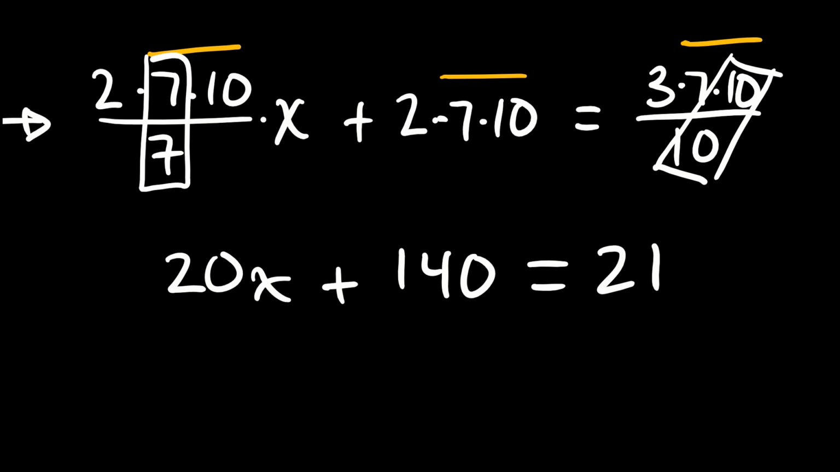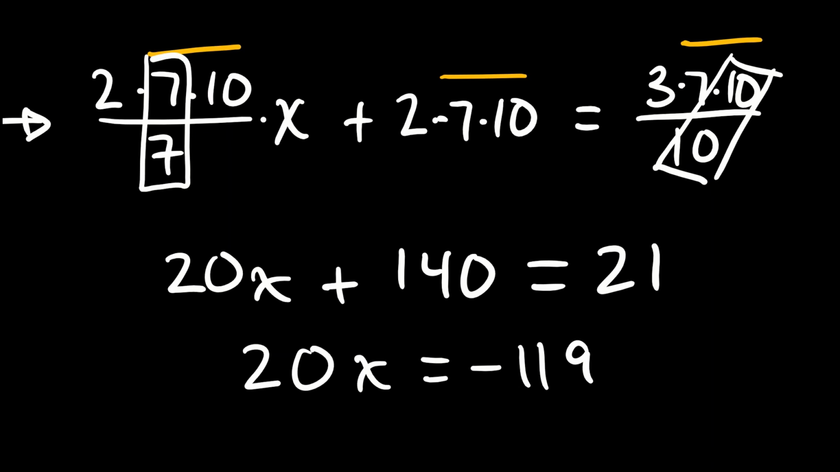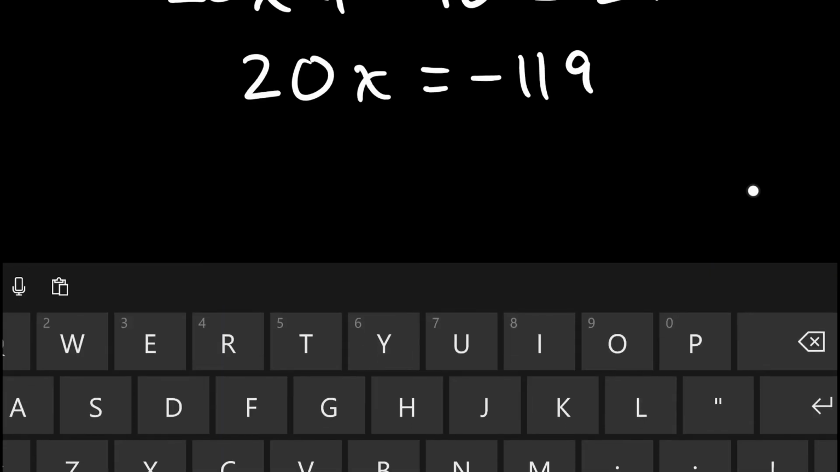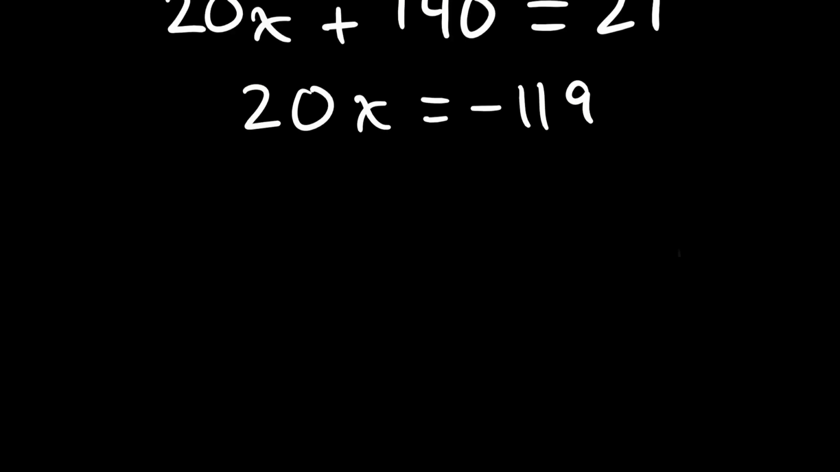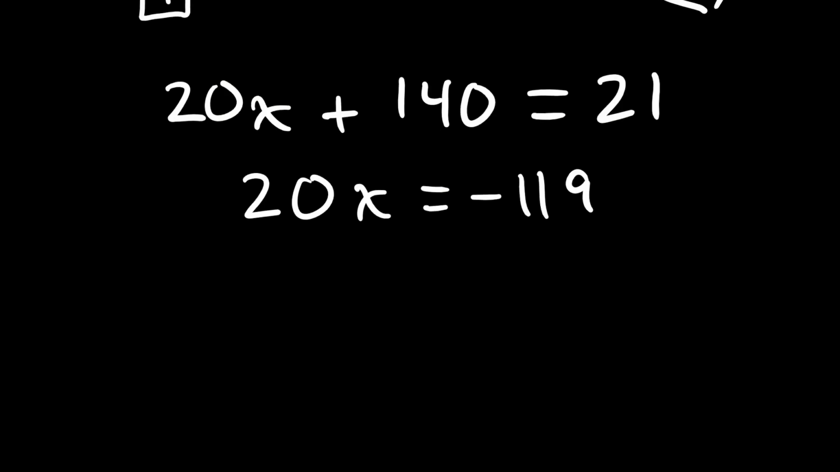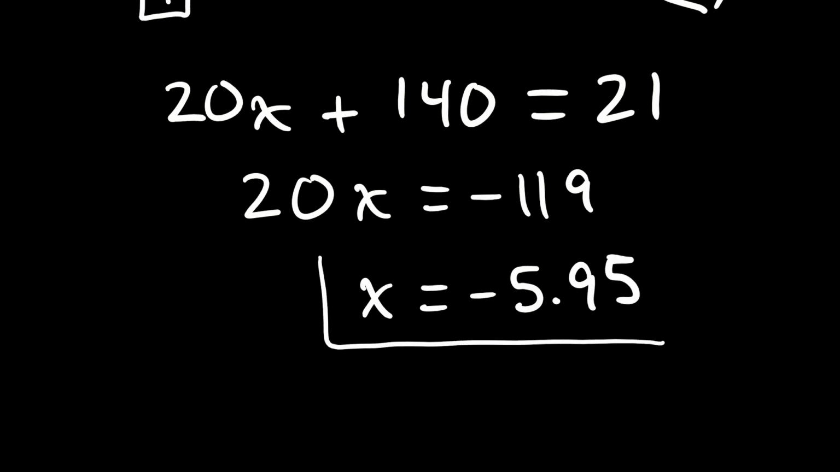Let's take the number 21, and from each side of that equation, we're going to subtract 140. 21 minus 140 is, that's interesting. It's negative 119. So 20x is going to equal negative 119. And I'm going to divide both sides of that by 20. I don't think that's a nice number. Let's divide by 20. I'm doing it on a calculator, and it's not the worst thing. x is negative 5.95. That's great. Let's just stop right there.